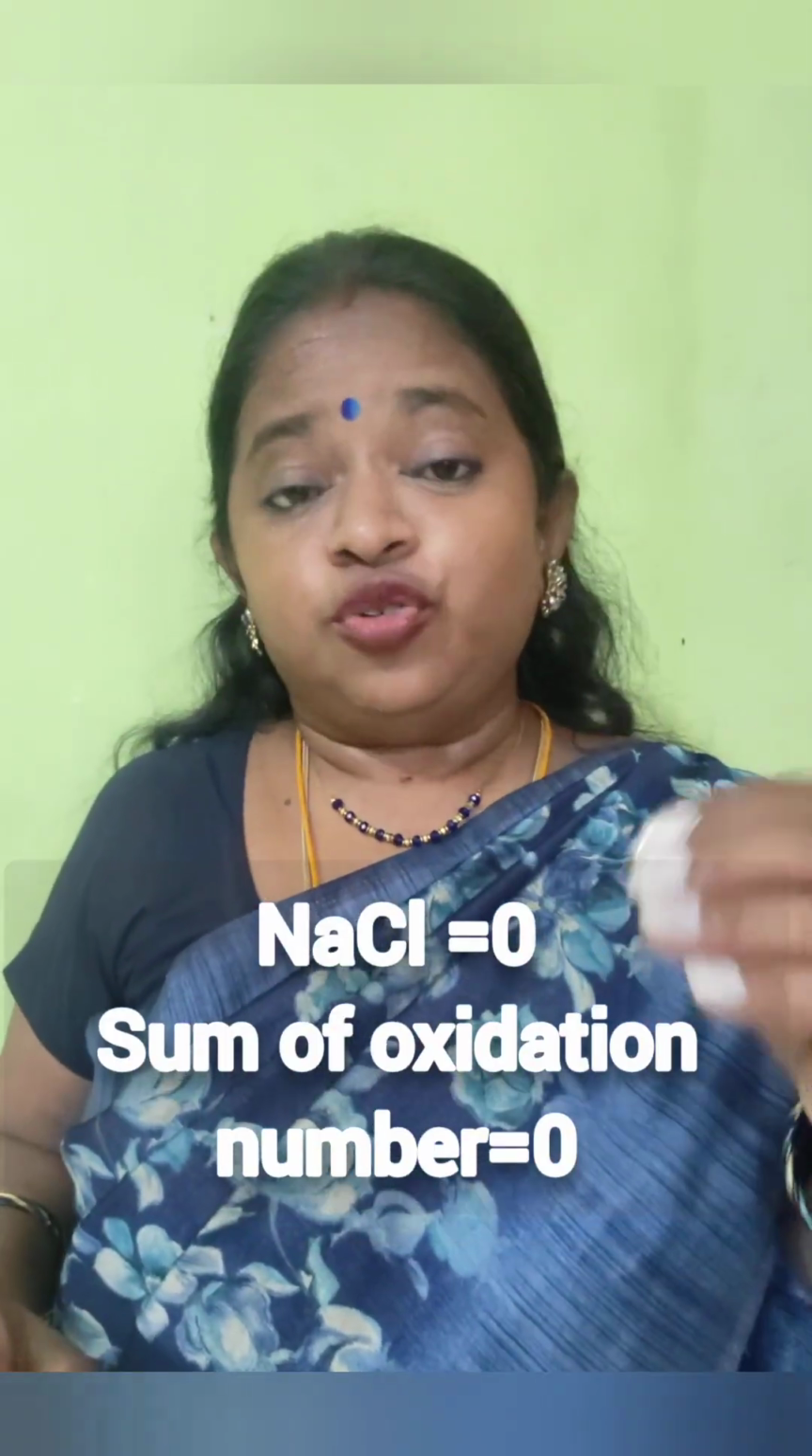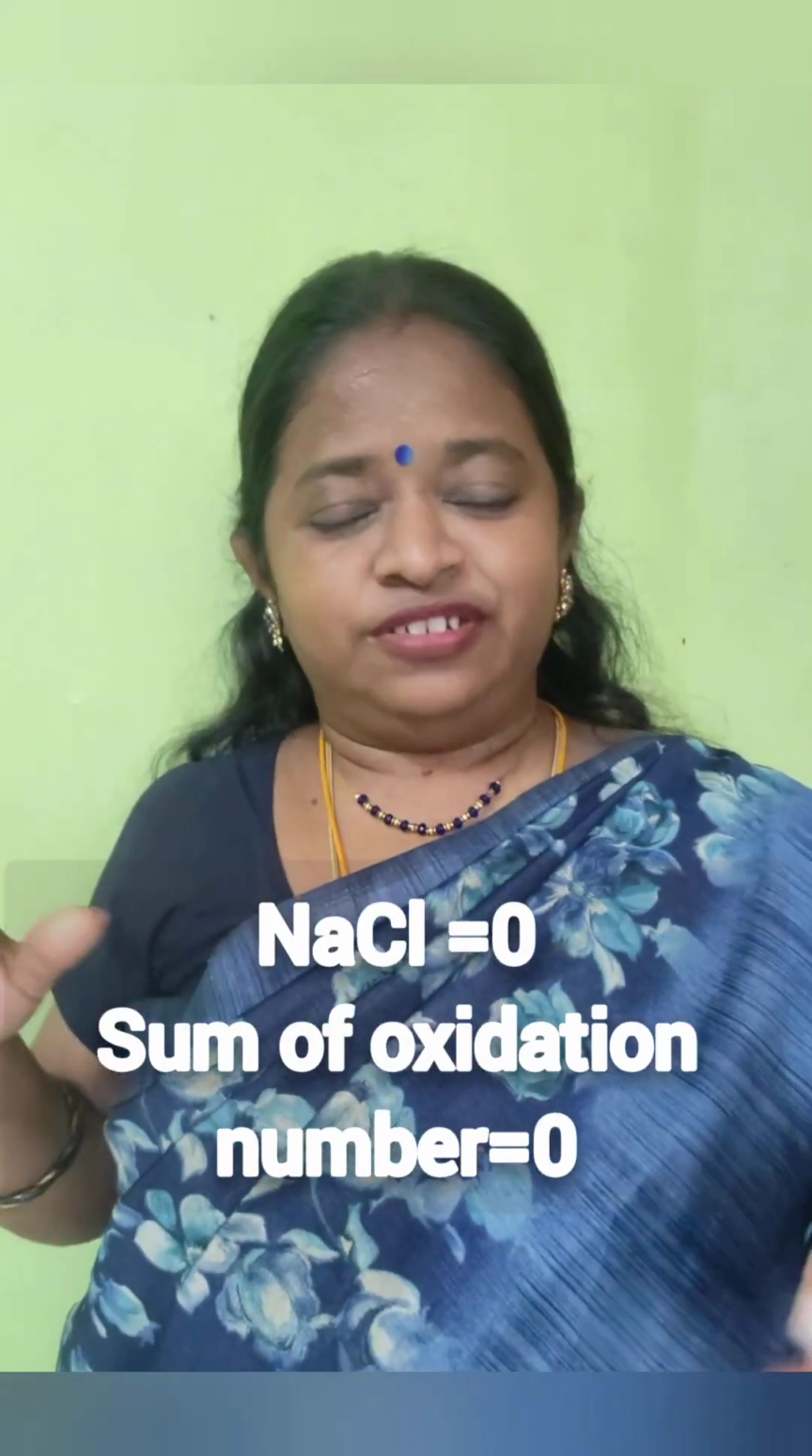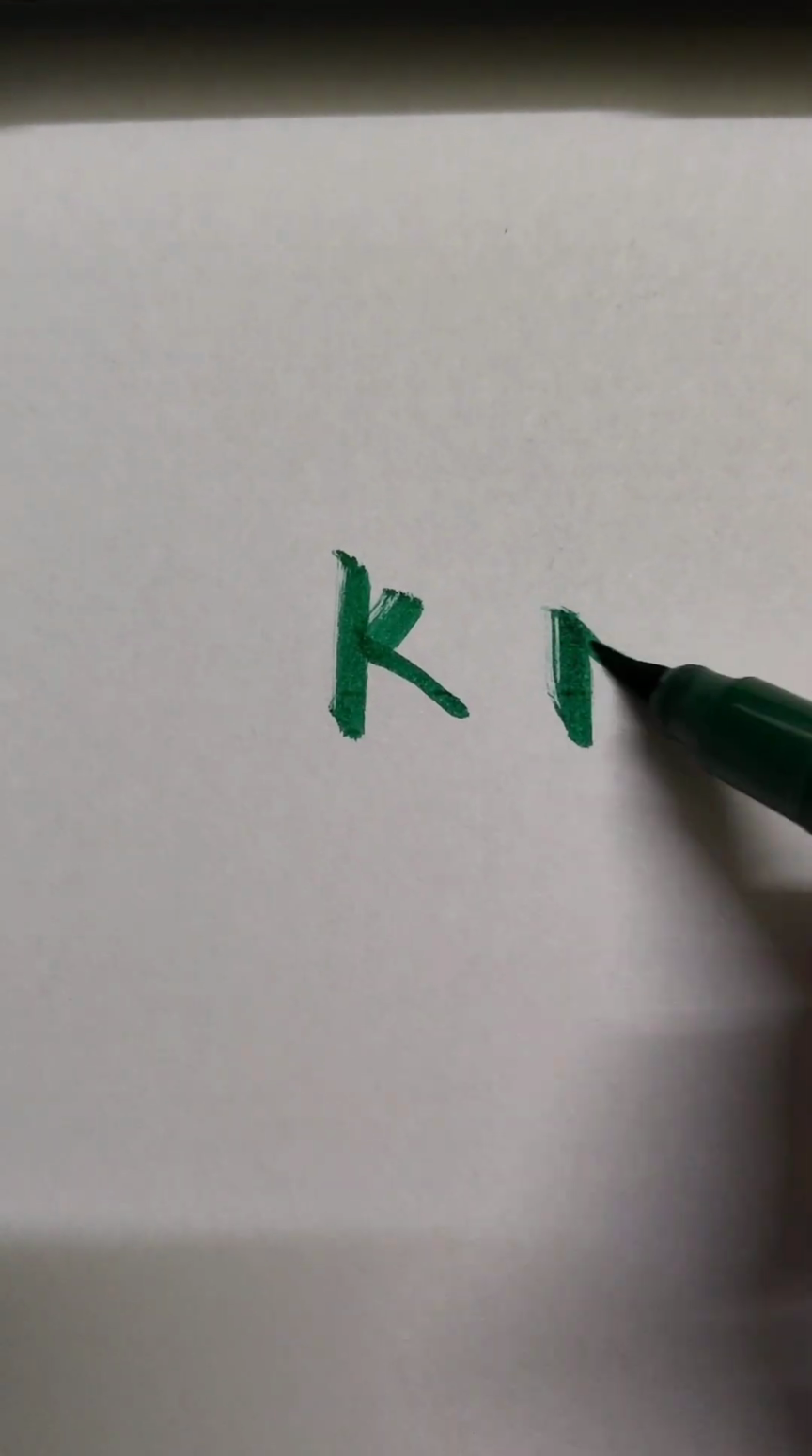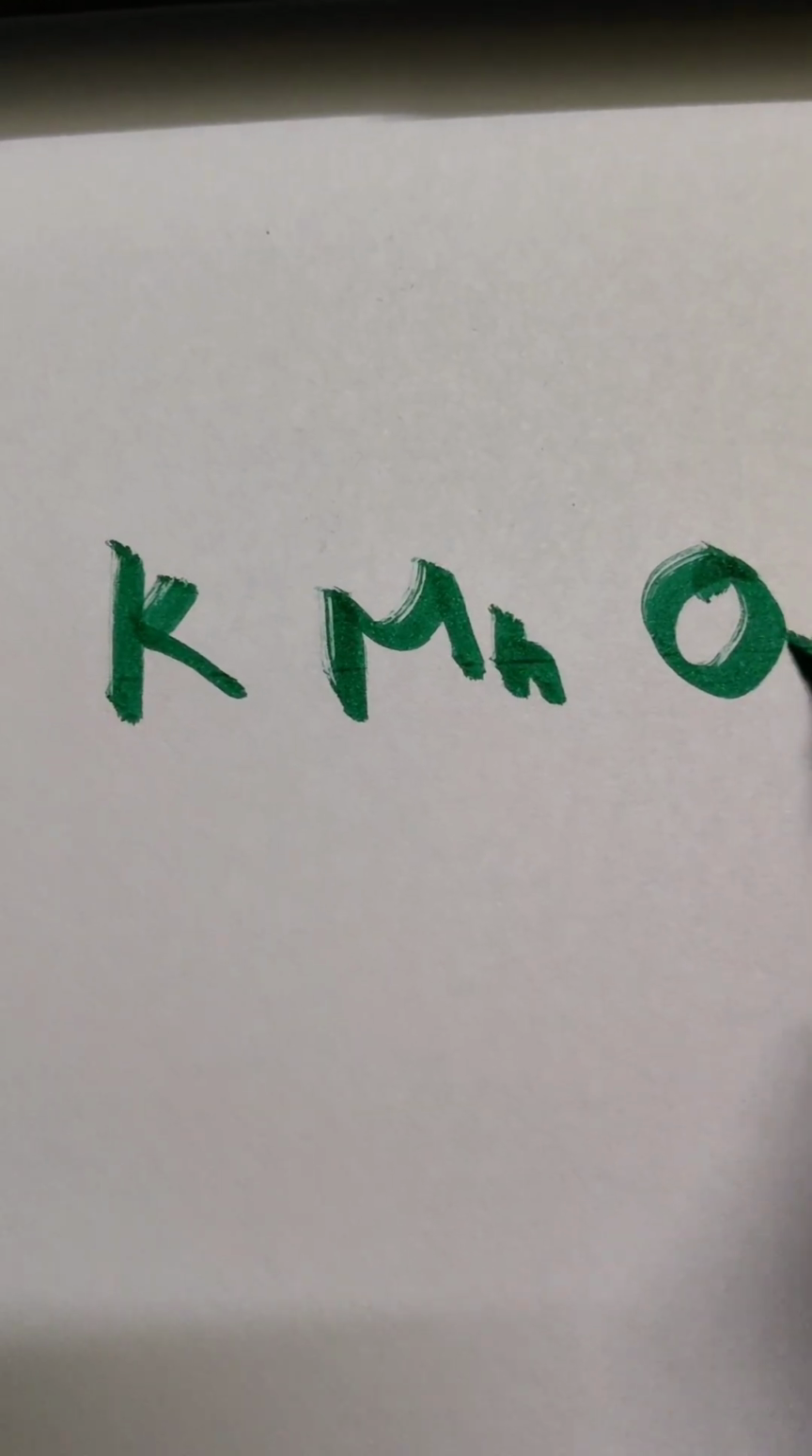Okay. And then for a compound, if you take any compound, the sum of oxidation numbers should be 0. So for example, sodium chloride, sodium plus 1, chlorine minus 1. So the sum of oxidation numbers for that compound is 0, right? Yes. Now tell me, what is the oxidation number of manganese in potassium permanganate?